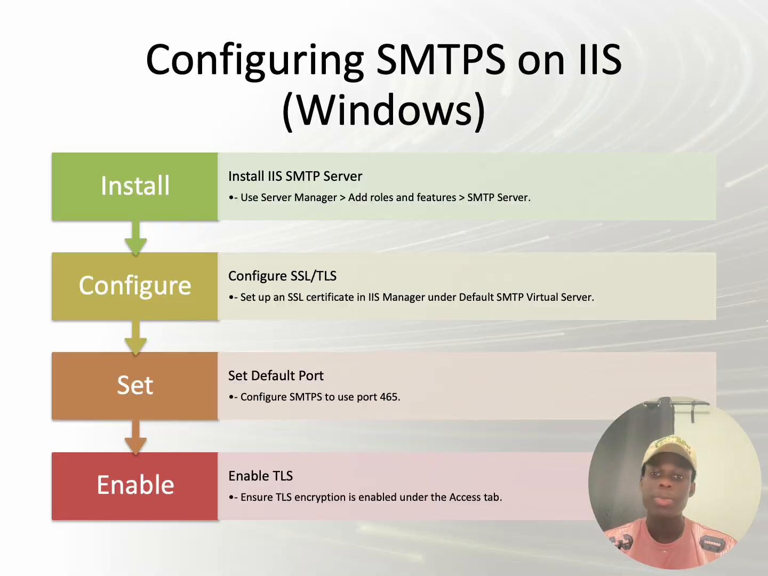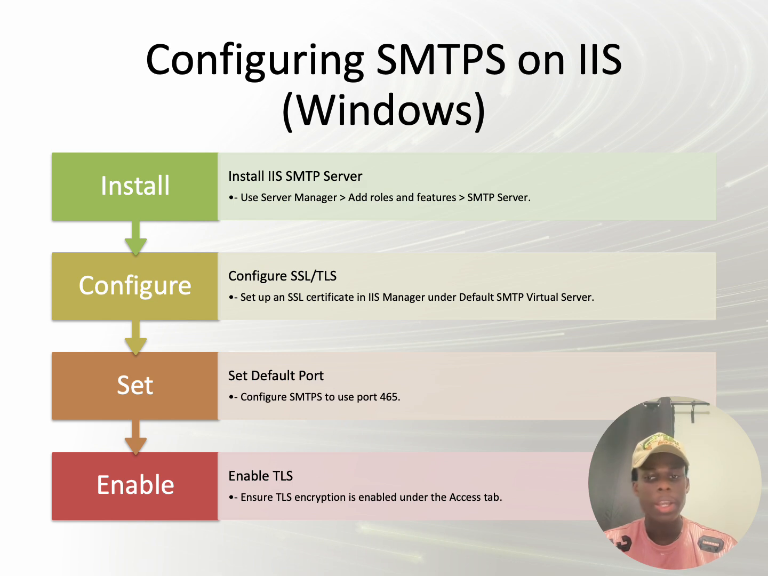Now, let's move into how we configure SMTPS on IIS, which is commonly used on Windows servers. As we know, SMTPS creates an encryption layer for secure mail communication by preventing eavesdropping and tampering. First, we install the IIS SMTPS server through Server Manager by adding roles and features and selecting an SMTPS server.